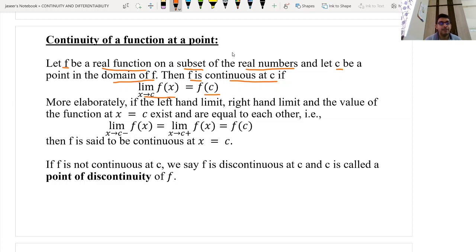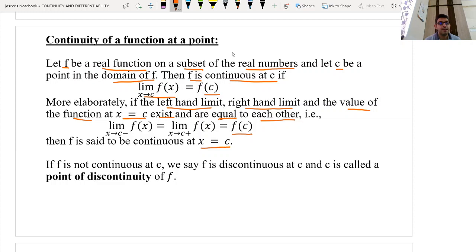When we say limit, it means the left hand limit and right hand limit. That means the left hand limit, the right hand limit, and the value of the function at c, these three should exist and should be equal to each other, then only we say that the function is continuous. That is, for the limit to exist, the left hand limit should be equal to the right hand limit. That is, limit as x tends to c minus of f of x should be equal to limit as x tends to c plus of f of x, and it should be equal to the value of the function. If these three are equal, then only we say that f is continuous at x equal to c.